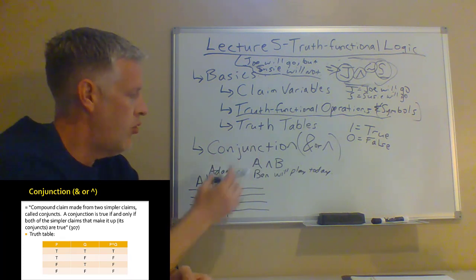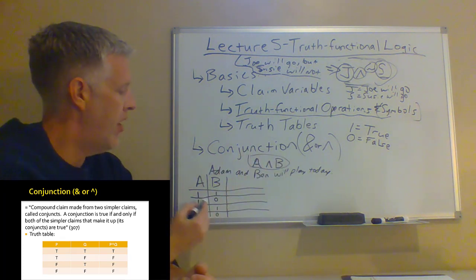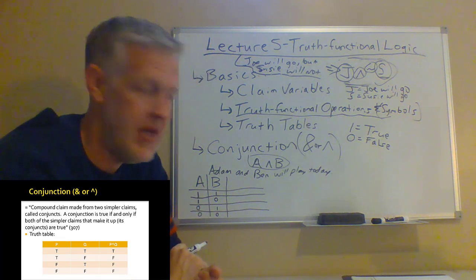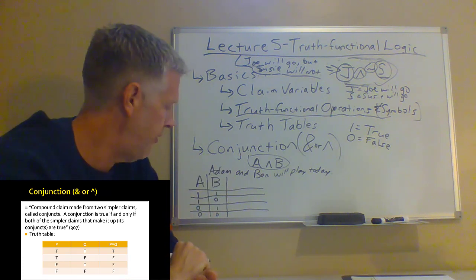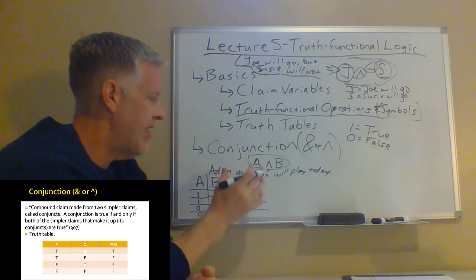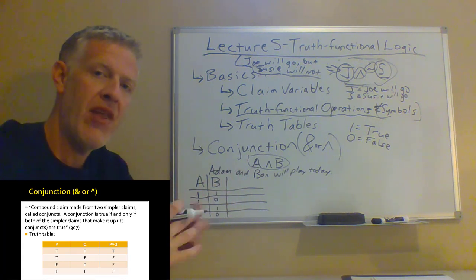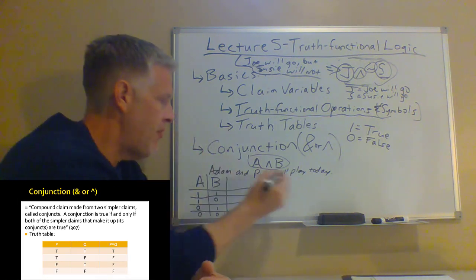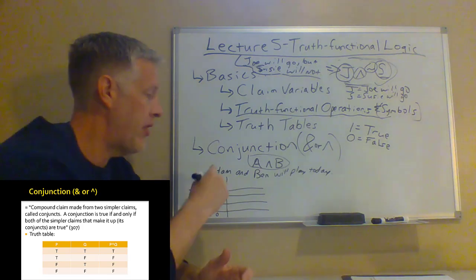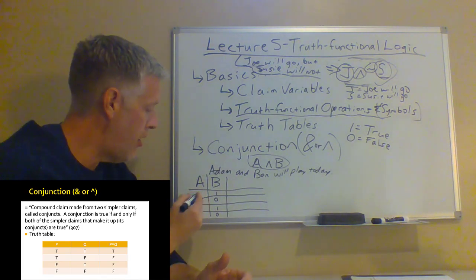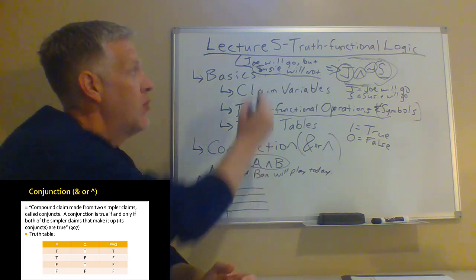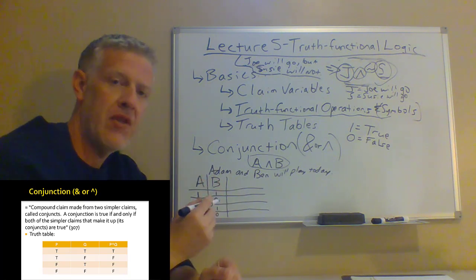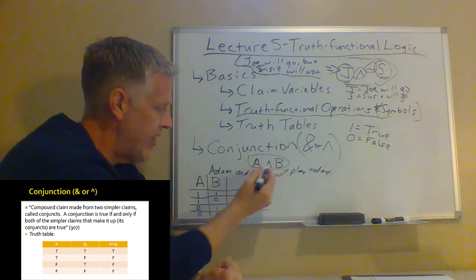So to put this up on the truth table, we first have to get the basic claims that are involved. And this person who's telling us "Adam and Ben will play today" is saying it confidently. To assess that entire compound claim, whether it's true or false, it's going to depend on the truth values of the individual parts within it. That's why we call what we're doing here truth functional. It hinges on the truth values of the constituent parts that comprise it.